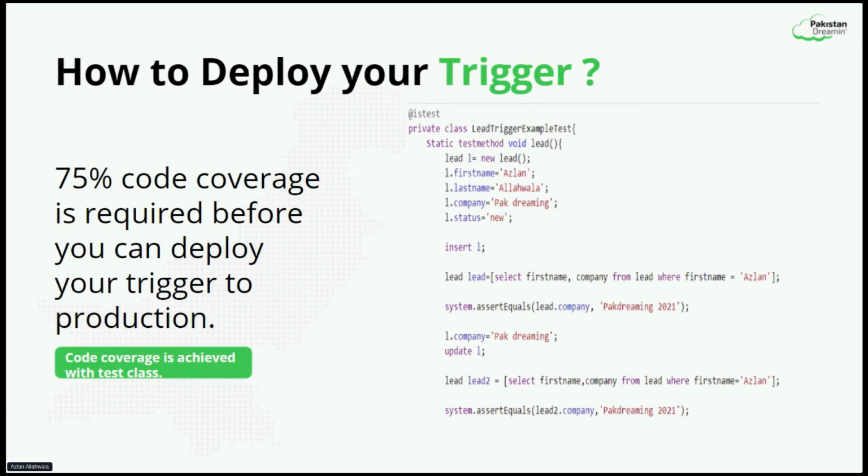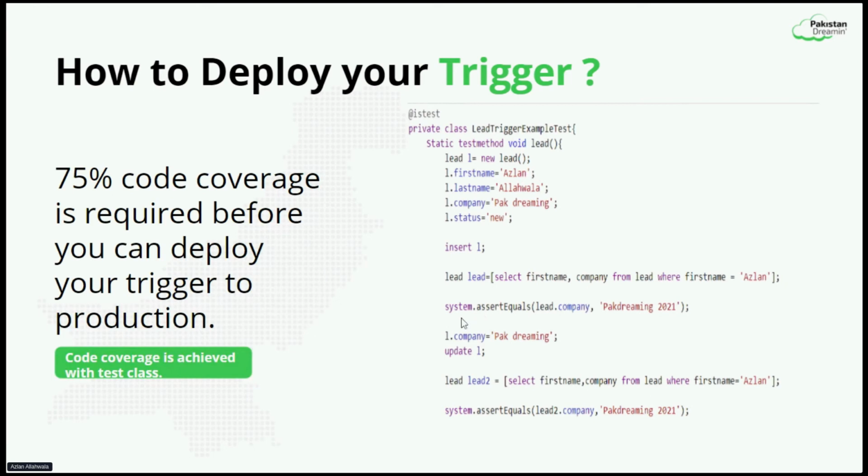Once I insert L in here, what will happen is that the trigger will fire. So the company name will automatically be updated at the back end, right? Now next, I'm again doing a SOQL query. I've written the object lead, and I've written lead. You can write lead 1, lead 2, whatever. It's up to you. And I'm fetching the first name and company from lead, where first name is equal to Islam.